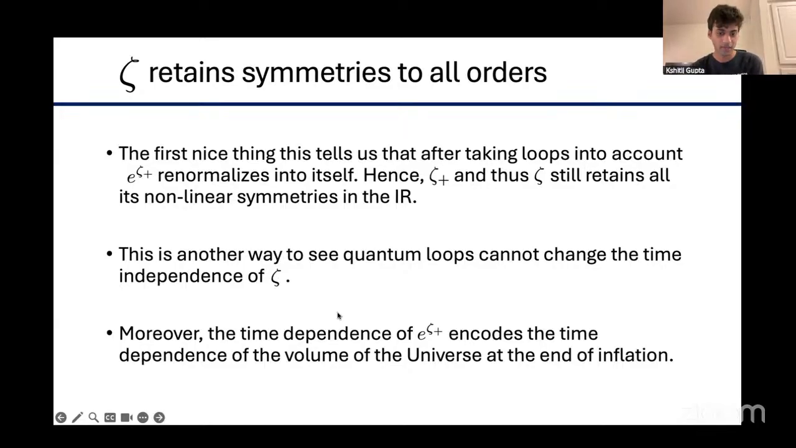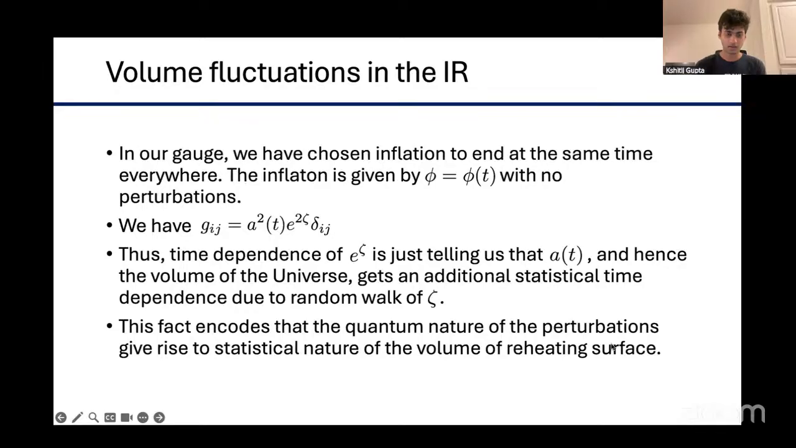Also, the time dependence of e to the zeta plus is a very physical thing that we should expect. It actually encodes the time dependence of the volume of the universe at the end of inflation. So, what do I mean by that? The idea is that remember that in our gauge, we had chosen inflation to end at the same time everywhere. The inflaton was given by phi equals phi of t, and we'd pushed all the perturbations into the metric. So g_ij was given by a squared e to the 2 zeta.